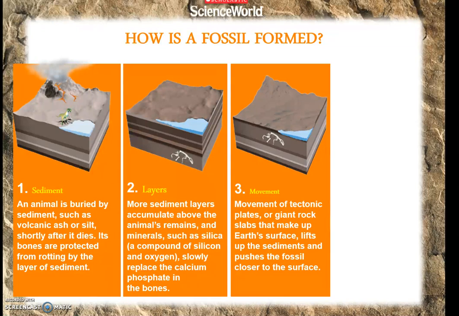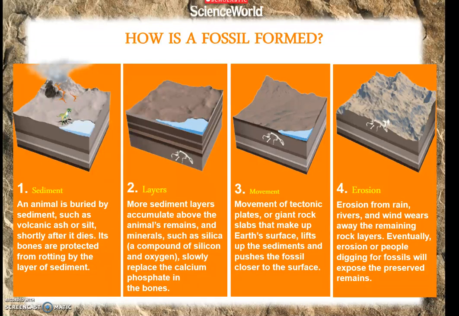But now the fossil's deep underground. So what has to happen next is movement. Movement of tectonic plates, which are the giant rock slabs that make up the Earth's surface, lift up the sediment and push the fossil closer to the surface. Finally, erosion from rain, rivers, and wind can wear away the rock layers on top. Eventually, all of this erosion, or people digging for fossils or even just digging for construction, will expose the preserved remains.